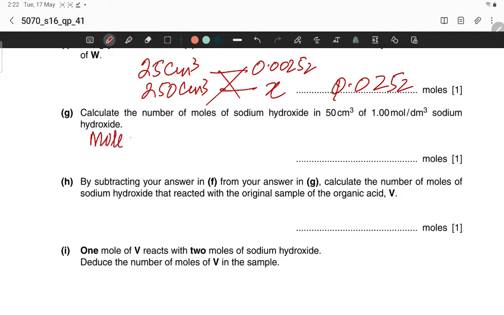Moles is equal to concentration into volume over 1000. So concentration is equal to 1 mole per dm cube multiplied by 50 divided by 1000. So the answer is 0.05.